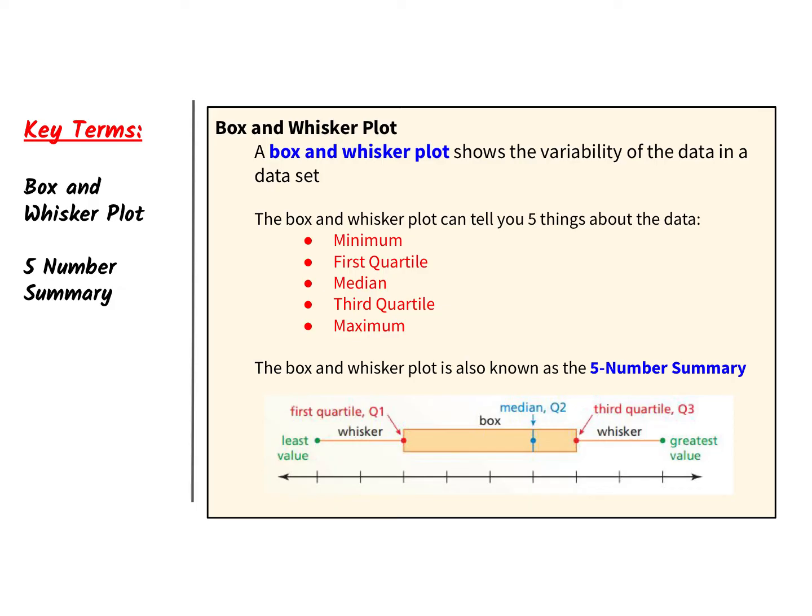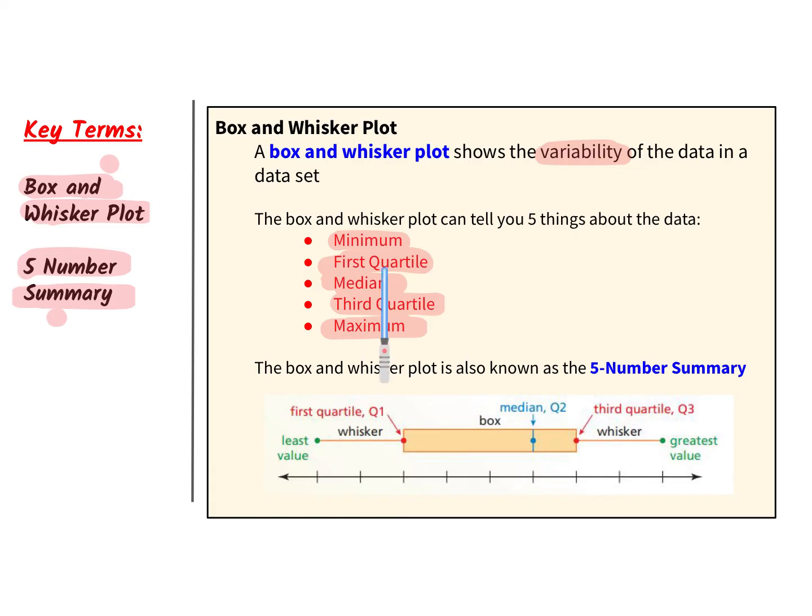The next piece of vocab goes over what a box and whisker plot is. A box and whisker plot uses something called a 5-number summary. Those are our key terms. A box and whisker plot shows variability, which is how far things are spread out from one another in a data set. It gives us 5 very important measures: the minimum value, the first quartile, the median, the third quartile, and the maximum.